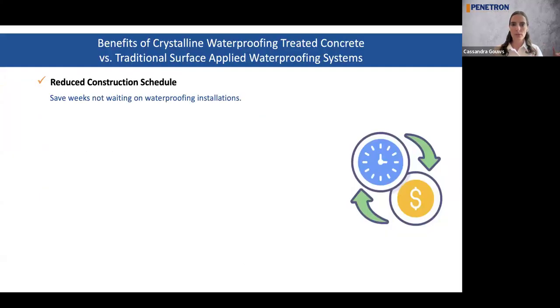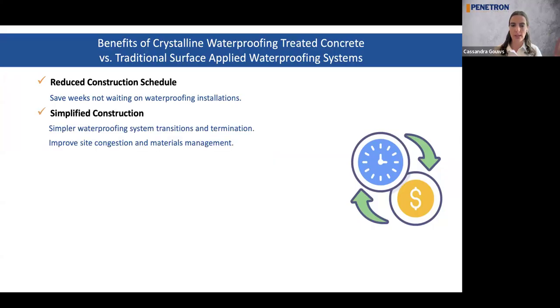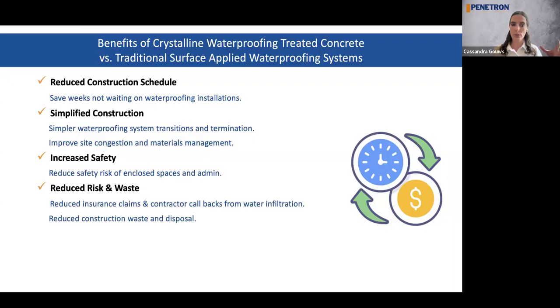So looking at the benefits of crystalline waterproofing treated concrete versus your traditional surface applied systems, it will reduce your construction schedule because there's no more installing membranes after the fact. You just pour your concrete. So it simplifies your construction process. And that way it also increases the safety level. They don't need to work behind retaining walls, for instance, anymore with the backfill. That's not necessary anymore because they don't need to install the membranes. They just need to pour the concrete, right? That reduces risk as well as waste on your job sites.